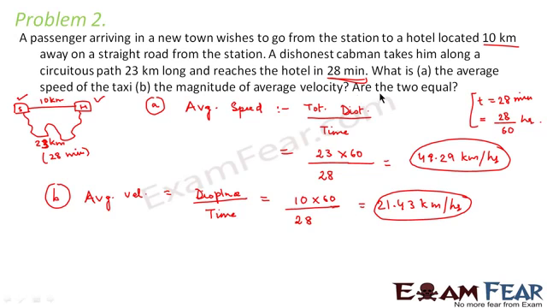Now it asks, are the two equal? Obviously not. The average speed and average velocity are not equal. We find that average velocity is lesser than the value of average speed. So now let us go ahead and look at yet another problem.